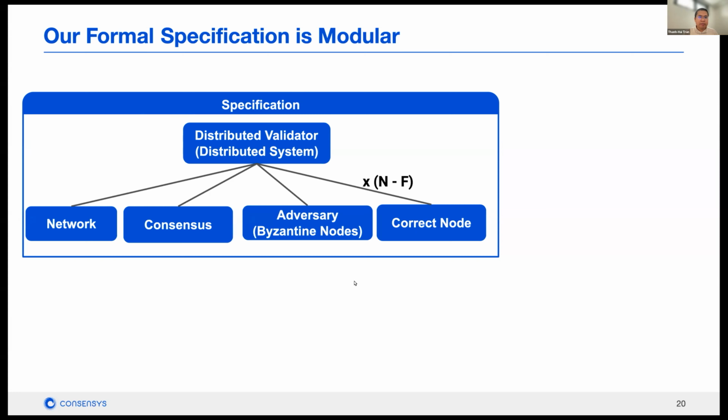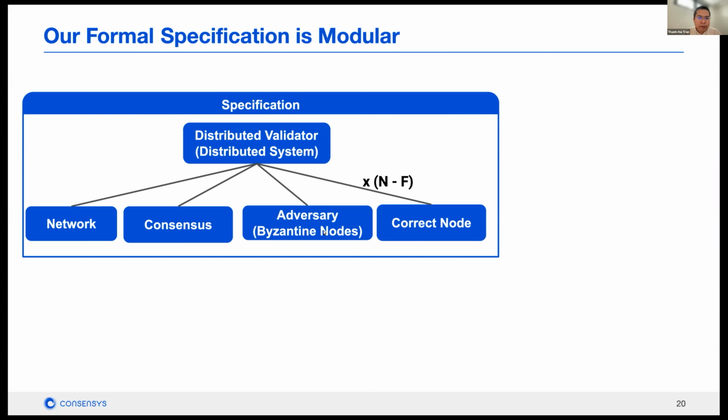The first box is about the distributed validator. So this spec describes the behavior of a global system. It's a conjunction of the behavior of submodules. Here we have 4 submodules: network, consensus, adversary, and correct node. In our model, the network is asynchronous. And for the module consensus, we don't specify the details of the algorithm. We only assume the properties that a consensus algorithm needs to satisfy.